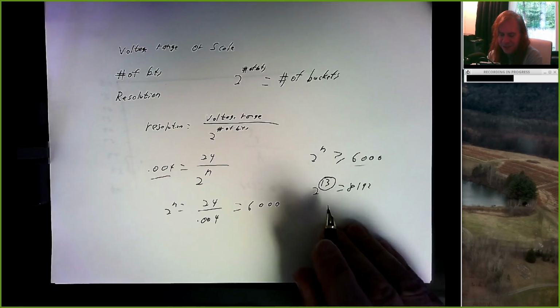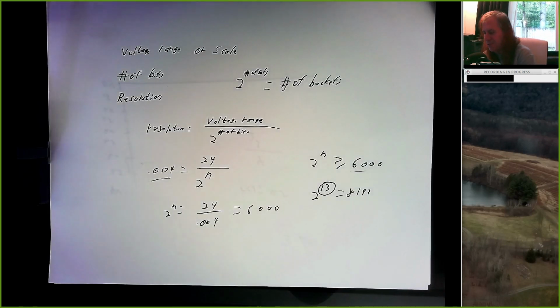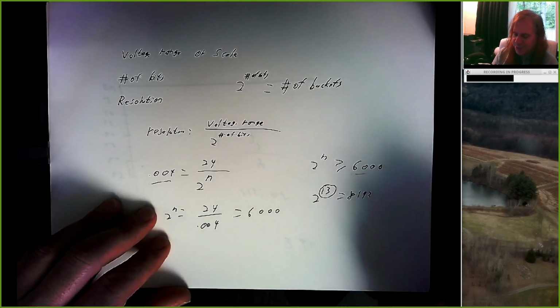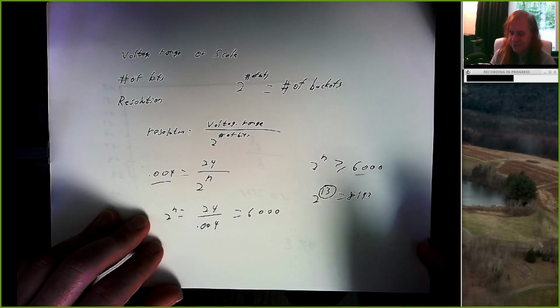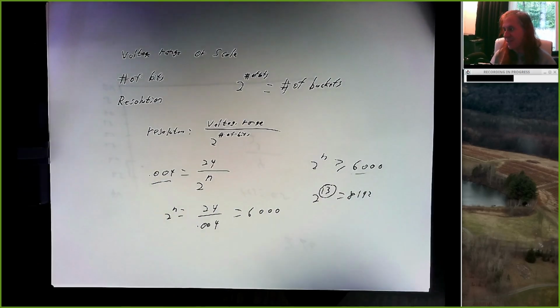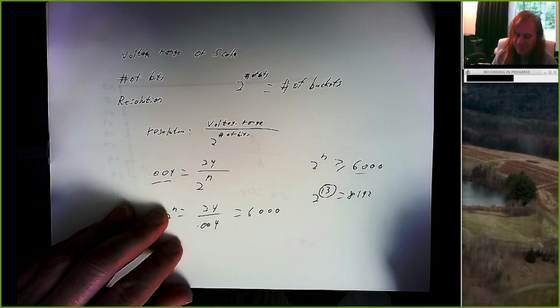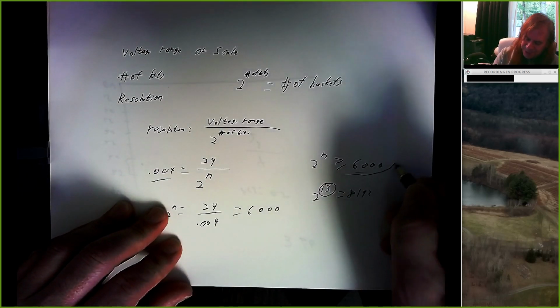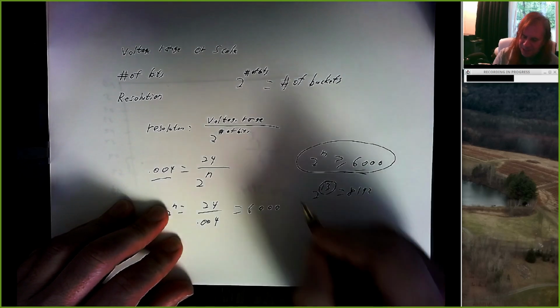So how do you know this is 13? Well, if you know your powers of 2, which you will, by the end of your time at Clark, if you don't already, 2 to the 13th is 8,192. 2 to the 12th is 4,096. That's too small.